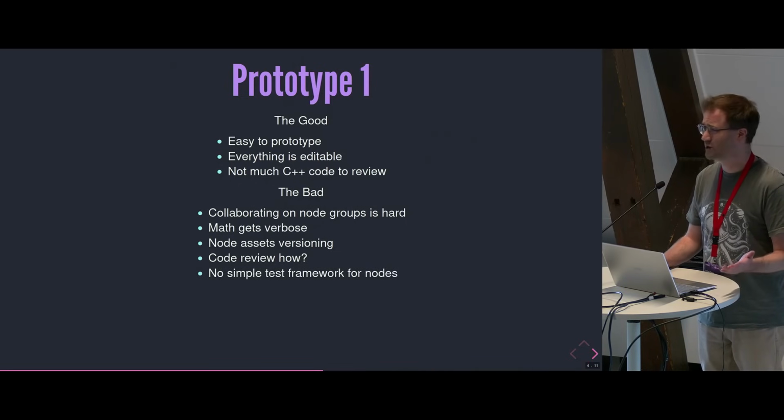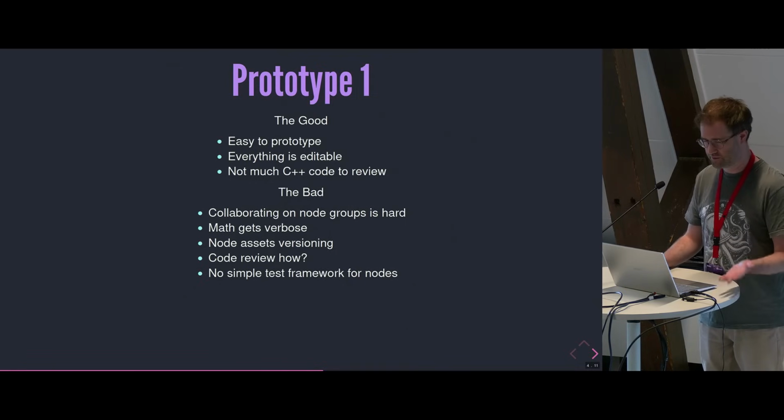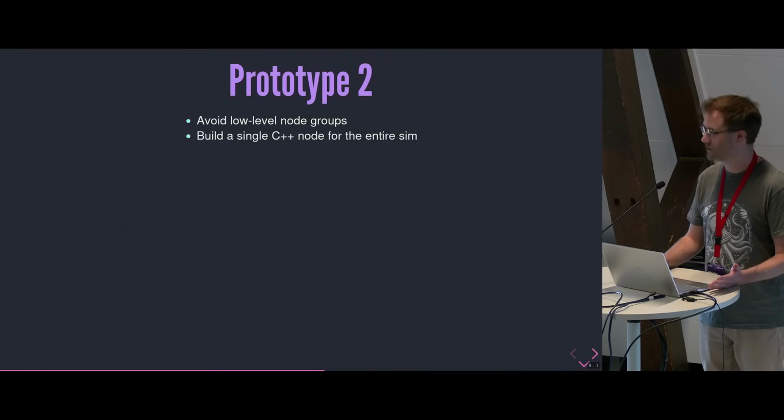And finally, then, how do you actually test this? How do you write an automated test for nodes? It's also unclear. Which is, taken together, the reason we started building our second prototype, to avoid all of these low-level node groups.